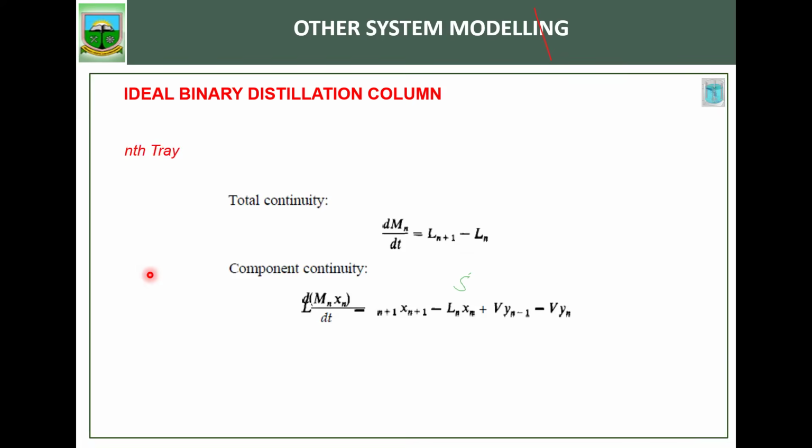Then you now do that for the nth tray. So for the nth tray, which means for each of the trays, you are going to have the liquid that is dropping on it minus the liquid that is leaving, and then the percentage of the lighter component on that tray is equal to what? The liquid that is coming in from the top of the tray, percentage of the volatile component, minus the liquid leaving, plus the vapor coming in minus the vapor leaving.